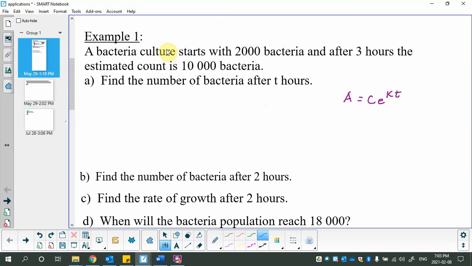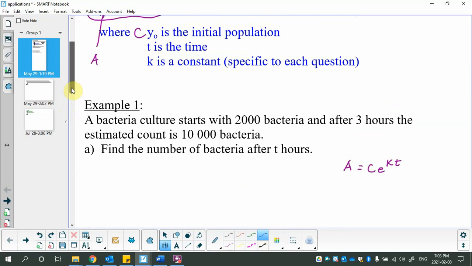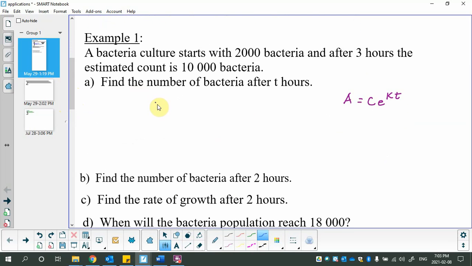So it says a bacteria culture starts with 2,000 bacteria. So that is the C value, the initial population. So I'm going to put equals, nope, it's the whole thing, 2,000. And then I'm going to put an e, and then I'm going to put a k, because I have no idea what that is. And it says after 3 hours, the count is 10,000. So we have to get this k specific to this question, so that we can put it into this formula so we can have a formula that works.